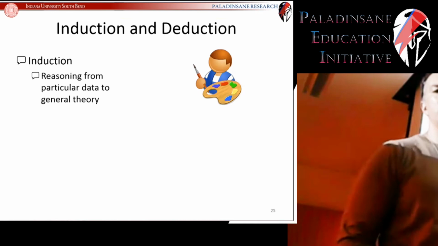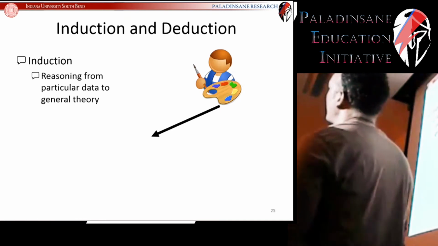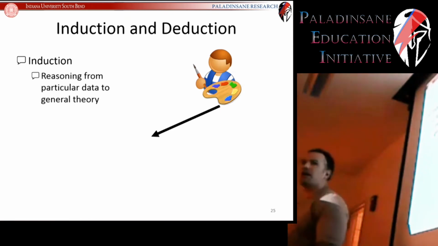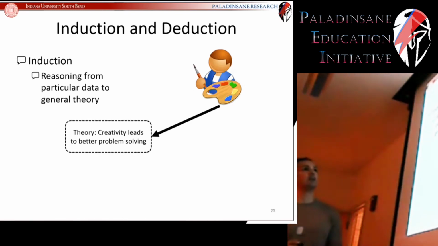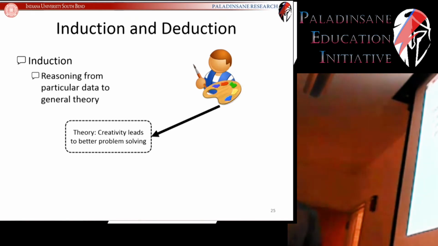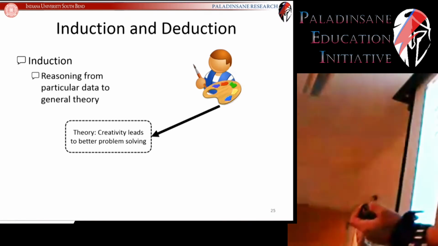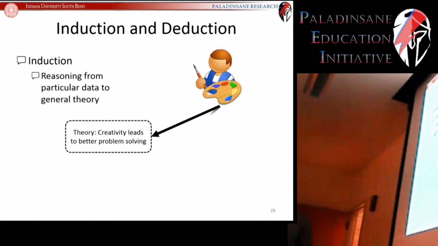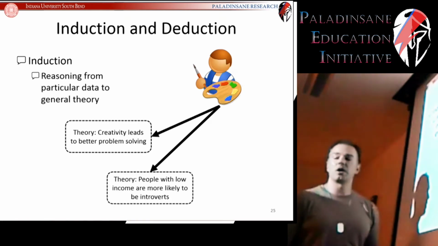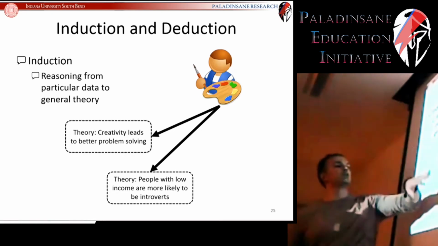So you might know that he is creative and he's a great problem solver. You might induce from that and say, you know what, maybe creativity actually leads to better problem solving. Maybe those two are related. He's creative, he's good at problem solving. I'm going to induce this theory that creativity leads to better problem solving. And you might say to yourself, he's kind of introverted, and he's struggling as an artist, he has low income, so maybe people with low income are more likely to be introverts. I'm going to take those two pieces of data and induce a general theory.